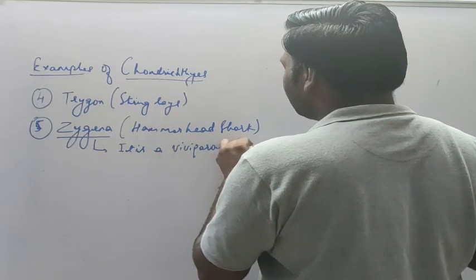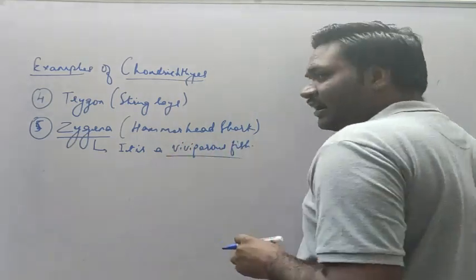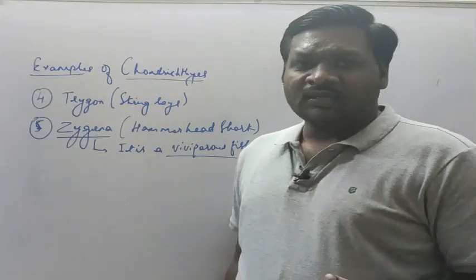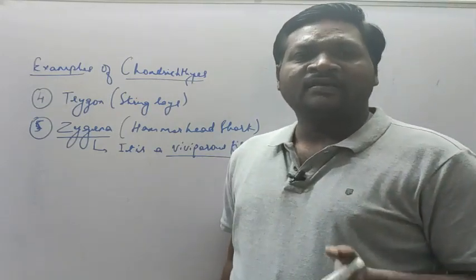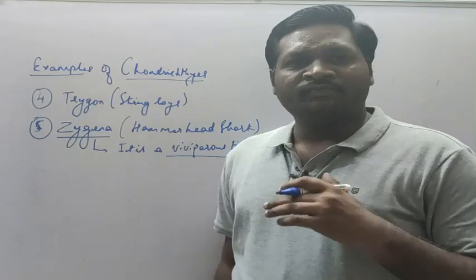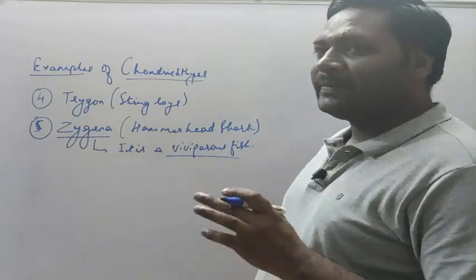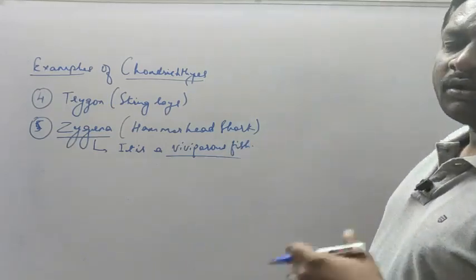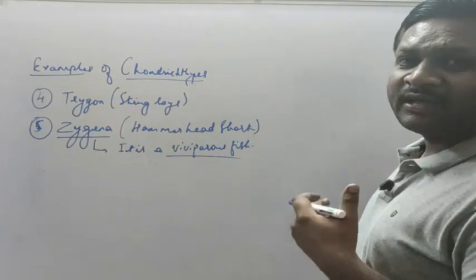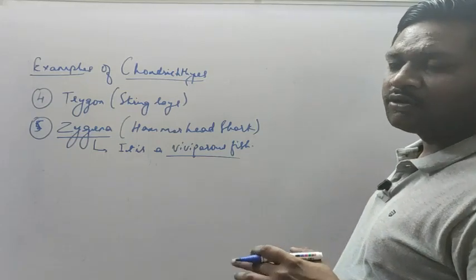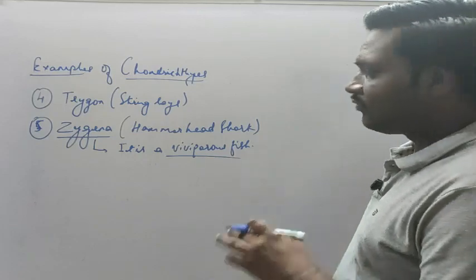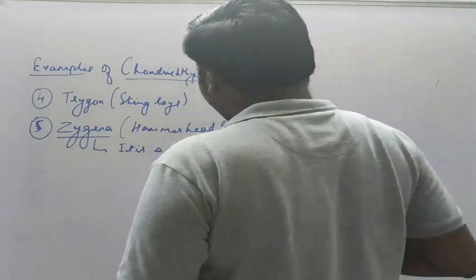Okay. So as we have discussed already, in the cartilaginous fishes, most of them are oviparous, few are ovoviviparous, and some are viviparous. That means instead of laying the eggs, they will give rise to the new young ones. Okay, or they will give birth to the new young ones. Okay, so that is called viviparous.